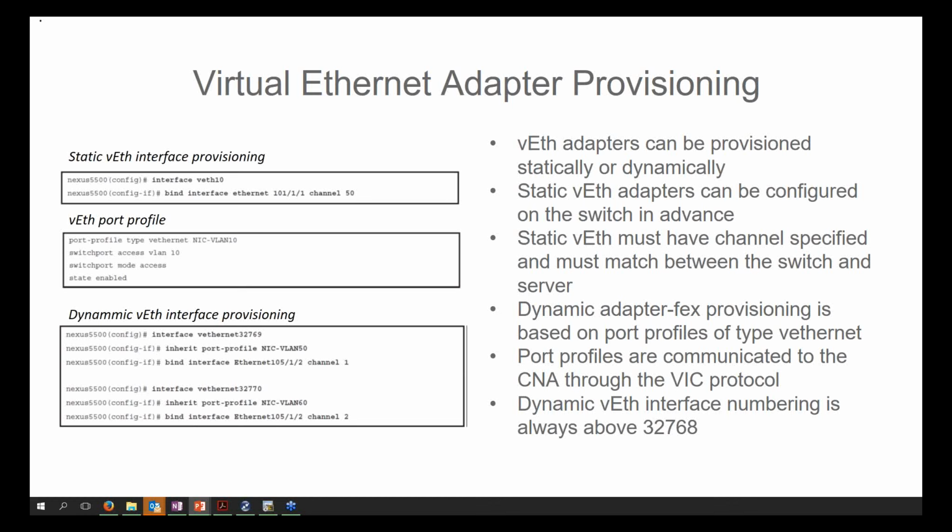Once it's enabled, the dynamic provisioning goes into play. You can tell interfaces to inherit the port profile, whether it's VLAN 50 or VLAN 60 in this case. You provide them separate channels, but you can bind them to the same interface. So in this way, you can have the same physical interface on the switch support multiple virtual Ethernet interfaces in different VLANs.